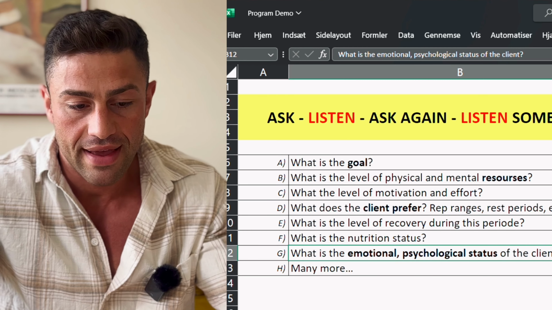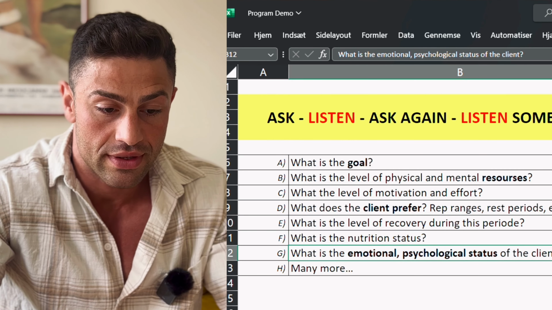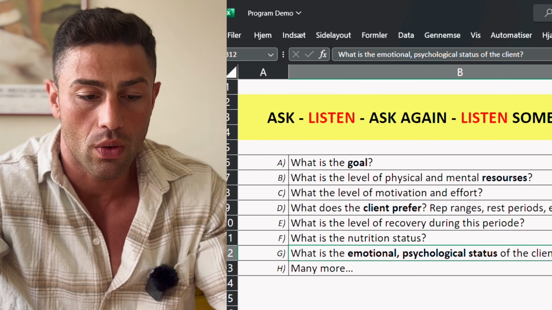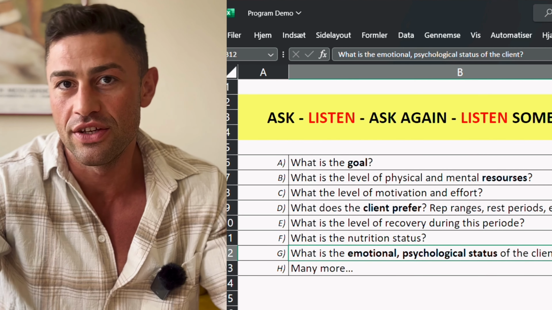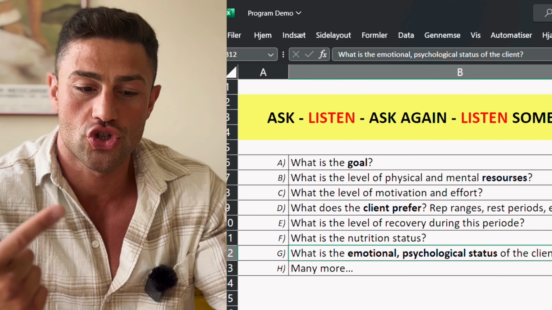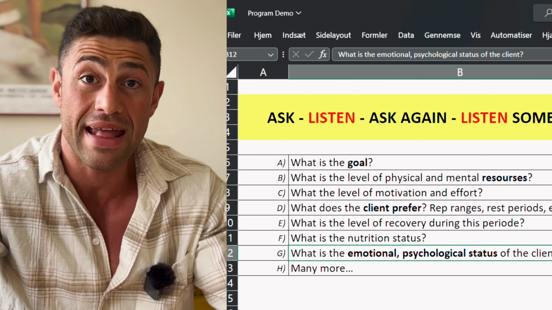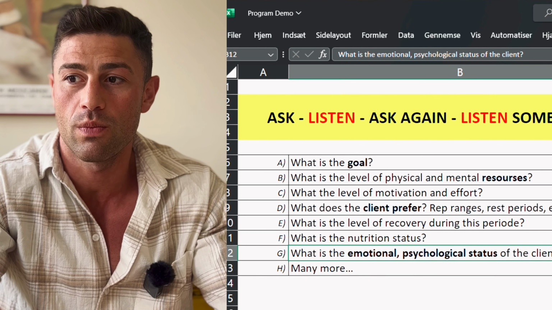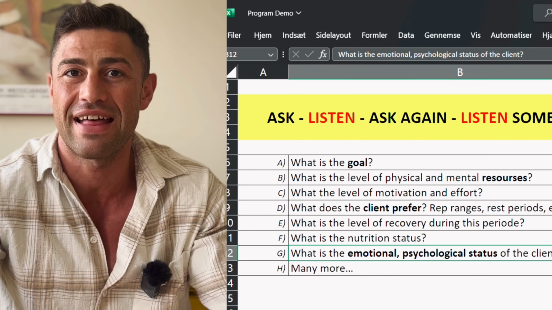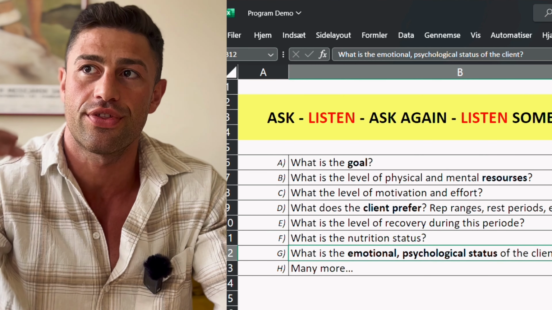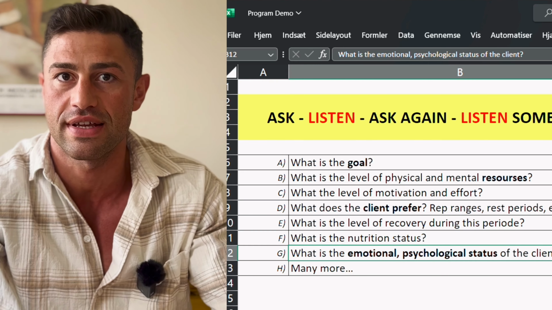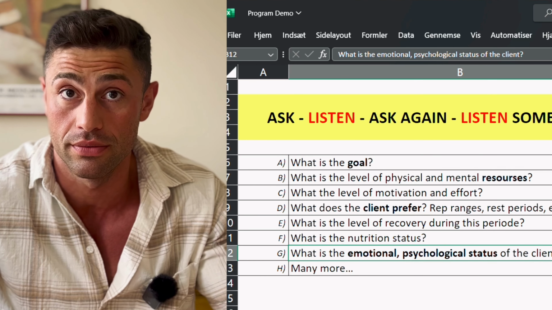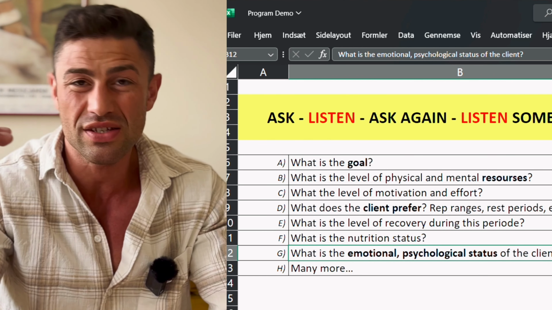And after that, the other question I've written is, what is the level of physical and mental resources? Rarely would you have a client who has strong physical and mental resources. That's like one of the 1% of the athletes in the world. They're the high achievers. They're the ones who are successful already. They're not going to come to you to ask for help, or maybe they do, but it's going to be very rare.